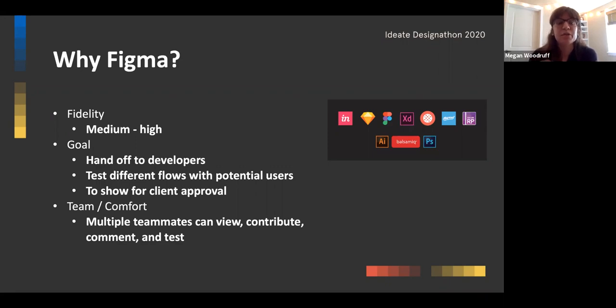And it's also the go-to tool at this point for handing things off to a development team because it has some of its own built-in development tools and it's super high fidelity and it does its own redlining, so designers don't have to do that. It's also great because, as I'm sure some of you have already started to experiment with, you can have multiple teammates that can view and contribute and comment and test the same prototype. So I just wanted to give you that background on where Figma sits in the design tool world.